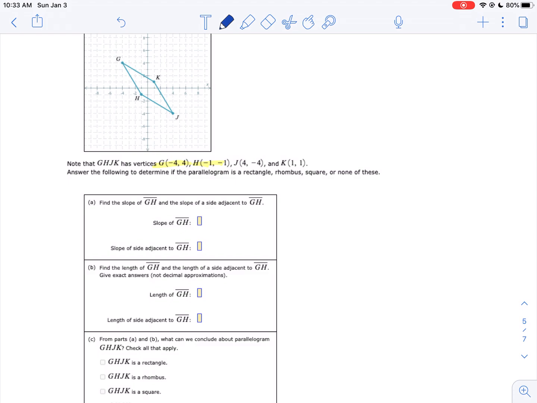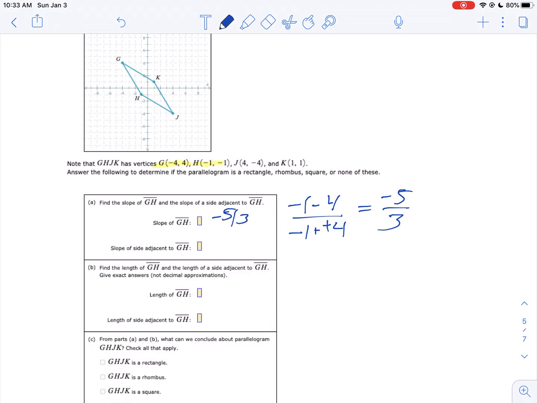So to find the slope of G to H, we're going to go negative 1 minus 4 all over negative 1 minus a negative 4. Well, negative 1 minus 4 is negative 5. Negative 1 plus 4 is 3, so you get negative 5/3 for the slope.